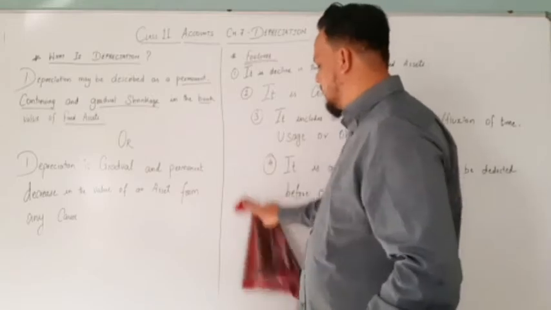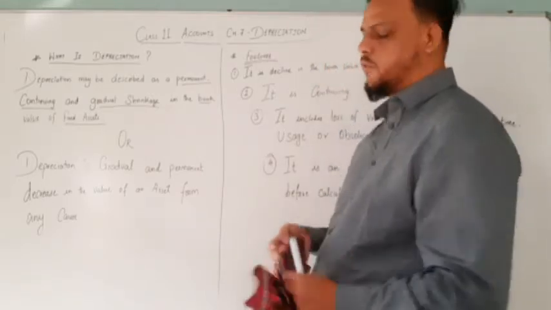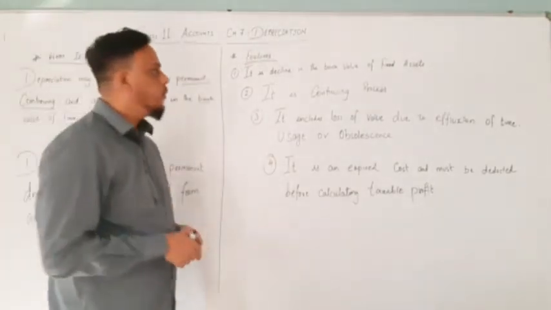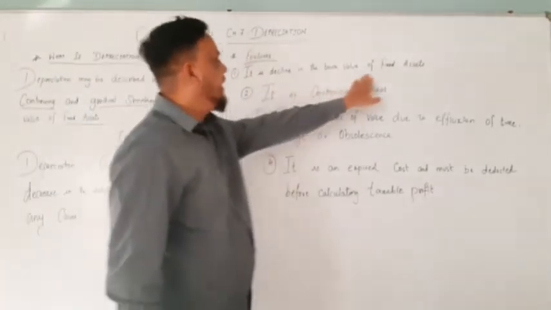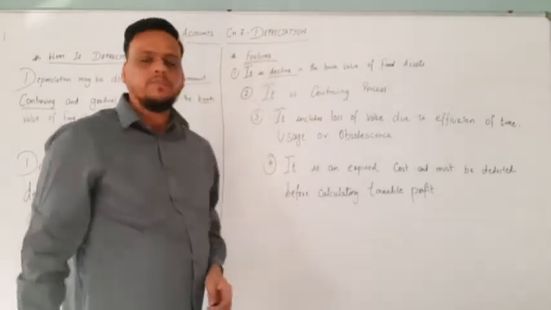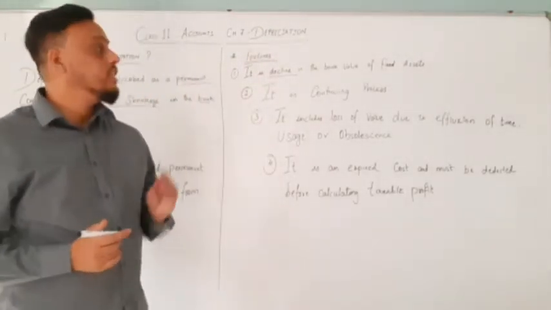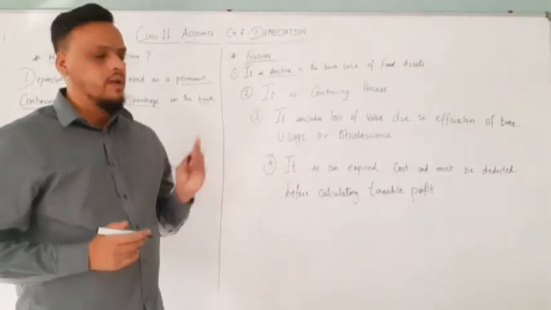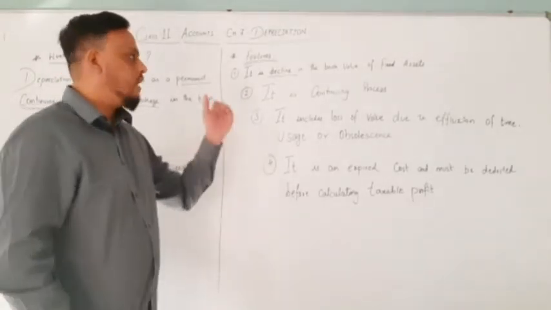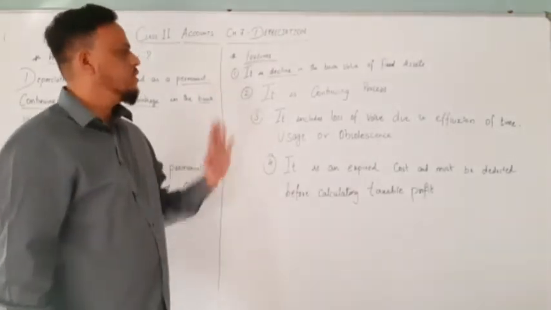So let's begin with the first part, features. What are the features of depreciation? The first point is it is a decline in book value of fixed assets. Decline means reduction. The book value which you have taken care of has a reduction in fixed assets. It is considered as decline.